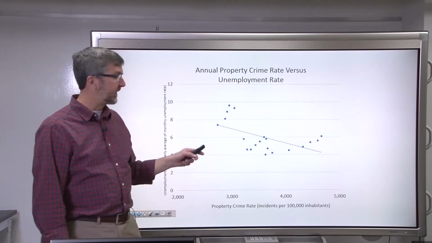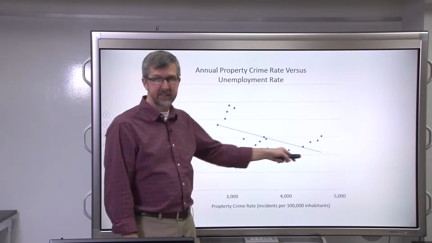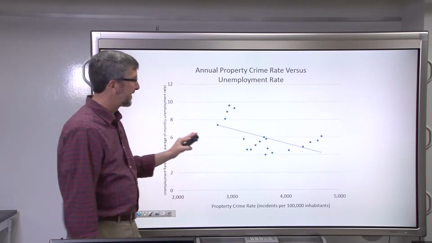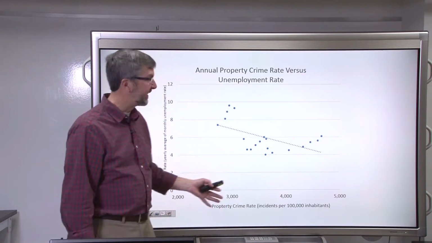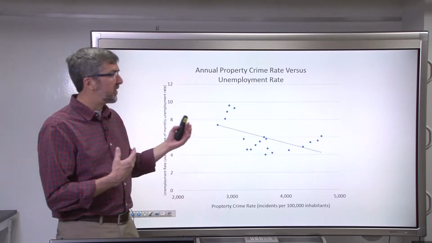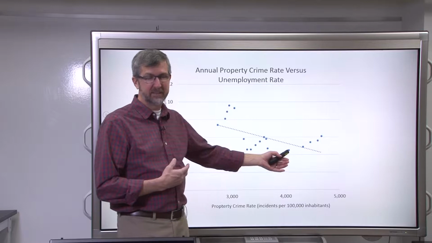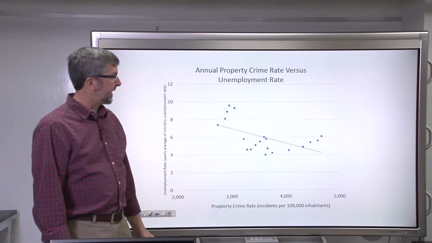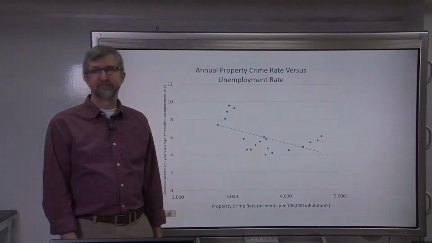What you often see is a line of best fit. How does this data fit together? And in our case, it doesn't really fit together. There doesn't appear to be any relationship between, at least in our data set, the crime rate and the unemployment rate. These data are all over the place. So that in itself can be a story.